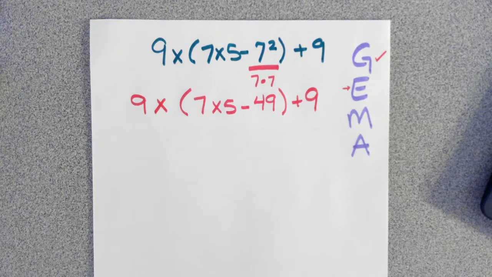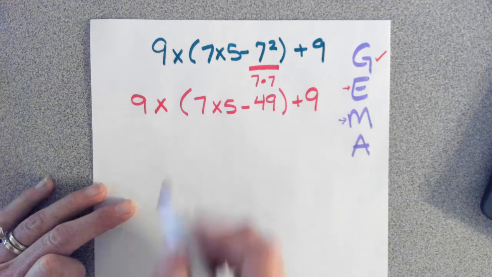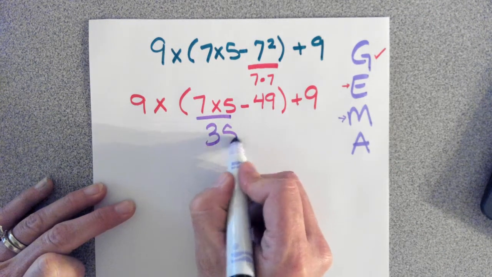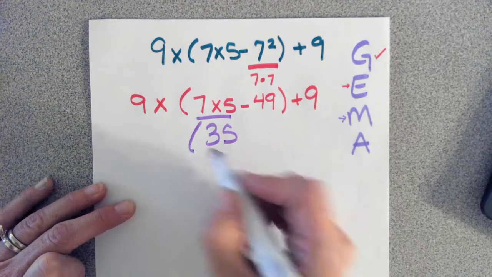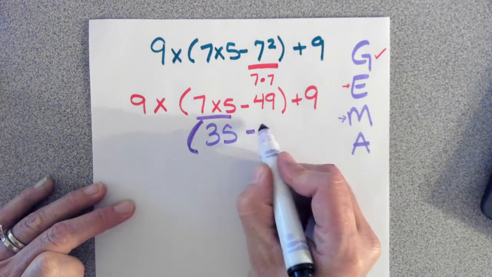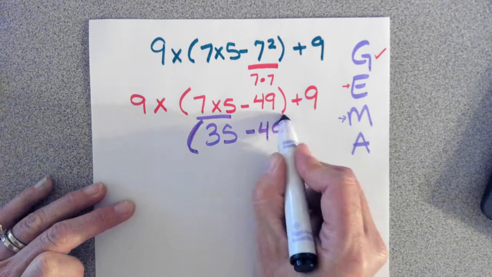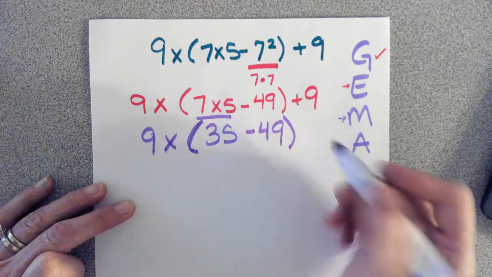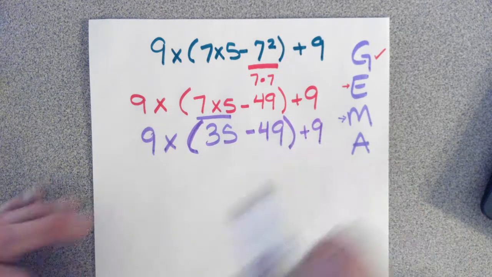Our next step inside the parentheses will be multiplicative. So let's do 7 times 5. Since 7 times 5 is 35, we're going to replace that with 35. Then we've got a minus 49, still in the grouping. I'm going to go ahead and write my 9 times in the front and my plus 9 in the back.